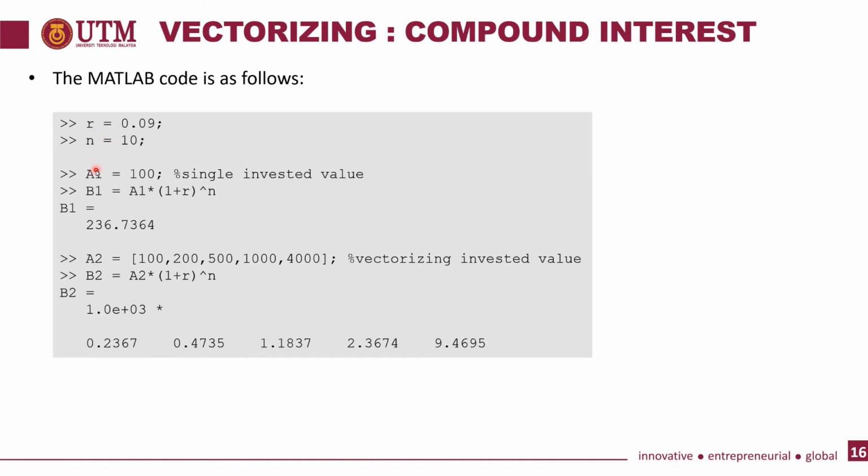And then first, inside the example, you are initializing only a single value of a1, and then you are writing a formula b1. So b1 equals a1 multiplied by (1 plus r) to the power of n. Here, (1 plus r) to the power of n is a scalar, because it only consists of a 1 by 1 matrix.